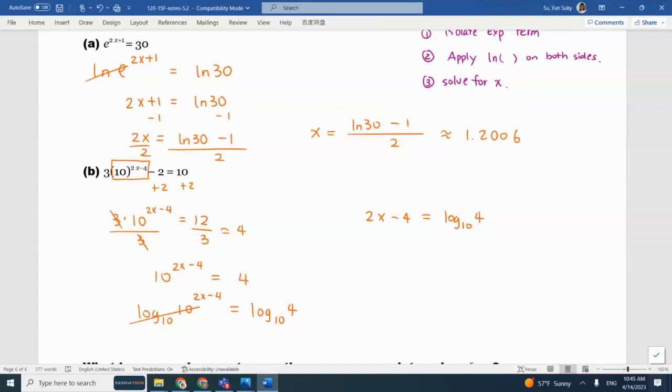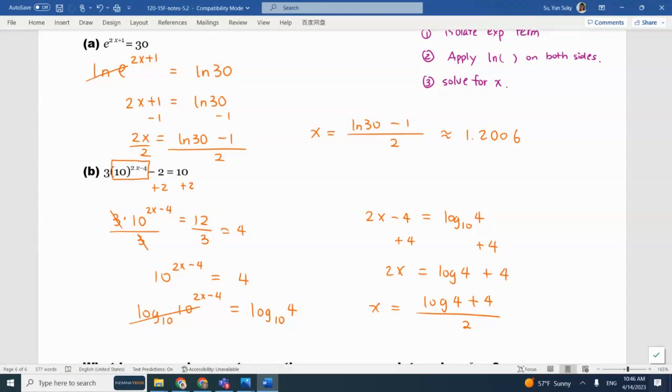How do you solve for x? What do we do? Add 4 on both sides. Can I add this 4 and this 4 together to get 8? No. So it's log. By the way, if we put log, that means base is 10. Is that okay, everybody? What's next? Peter. Divided by 2, yes. So we get log 4 plus 4, divided by 2.